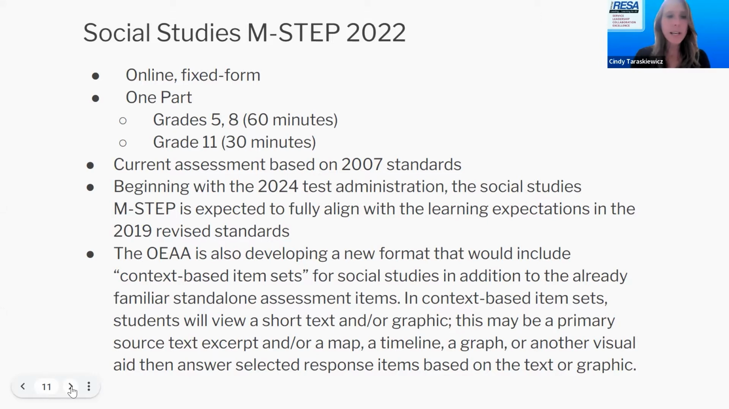What that would look like is students will review a short text or a graphic that may be a primary source text excerpt or a map, a timeline, a graph, some other visual aid, something like you would see on the SAT or PSAT. And then they would answer selected response items based on that text or graphic. So that will be a new format for social studies starting in 2024.